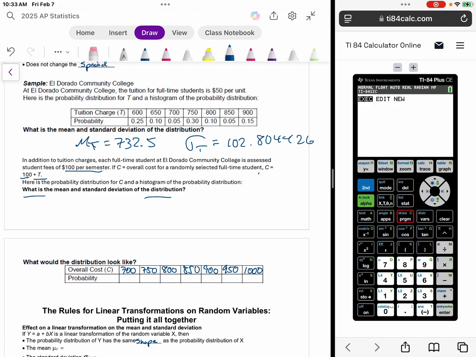I still remember writing my tuition check to the bursar's office, and it was like $750.